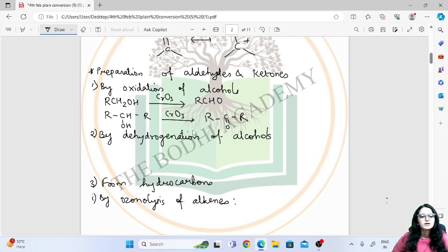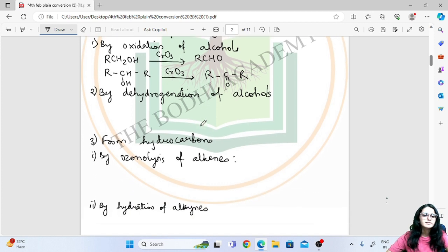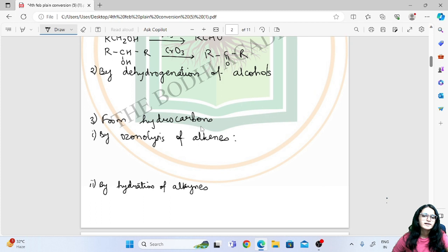Okay, so this is the primary alcohol which gives us aldehyde, and secondary alcohol gives us ketone. So we can take any example in place of R to produce the particular aldehyde and ketone. Okay, next is by dehydrogenation of alcohol. Now this reaction is similar to this, just the reagent differs.